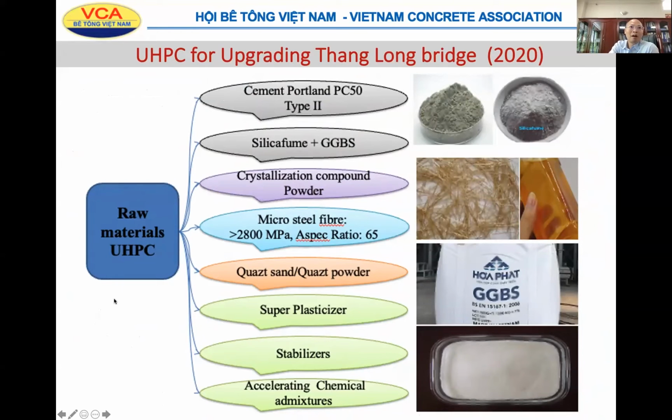We use a powder crystallization compound, micro steel fiber, quartzite, superplasticizer, stabilizer, and we also use accelerating chemistry because the surface of the bridge has a slope, and we try to stop the flowing of the fresh UHPC, so we use a bit of accelerating chemistry here.